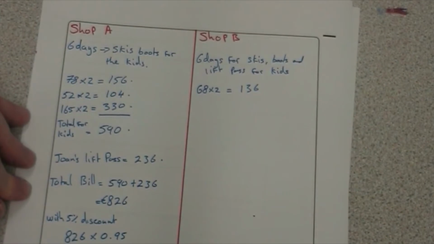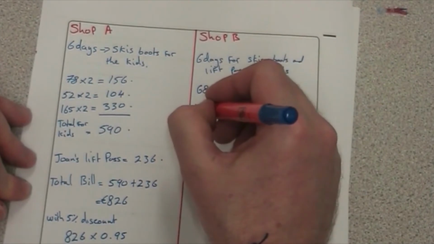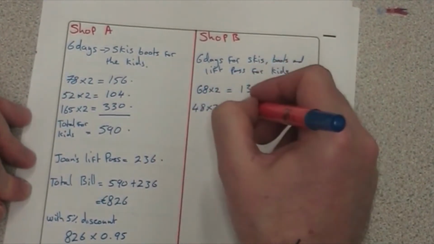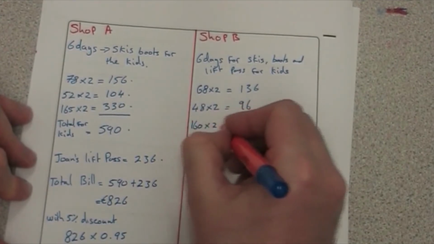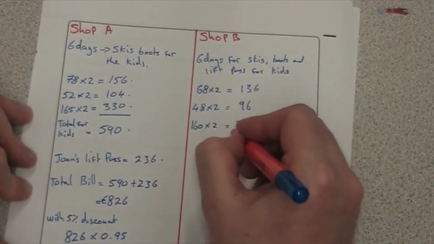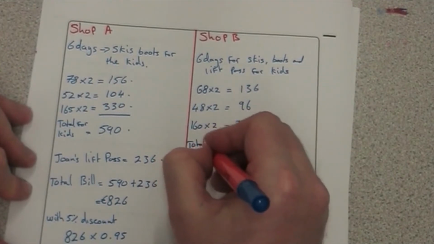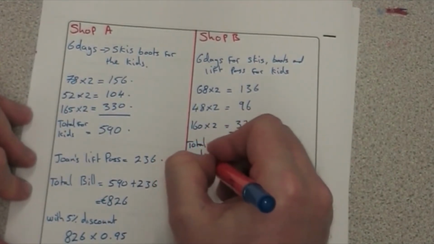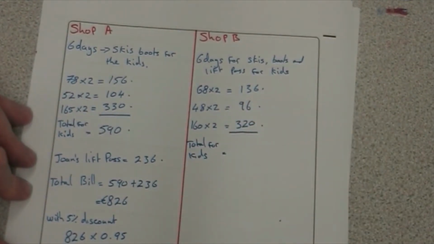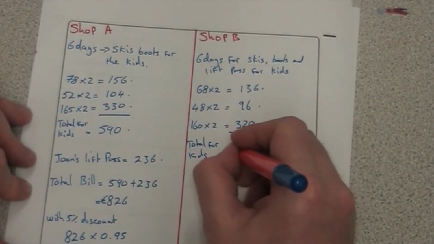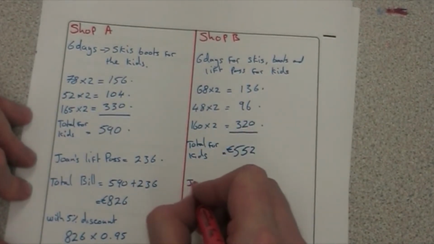From our table, we can then see that boot hire for children is 48 euros. And because there are 2, we multiply this by 2. And this gives us 96 euros. And then we go on to our lift pass in shop B for 6 days for 2 kids is 160 multiplied by 2 equals 320. Total for kids equals this plus this plus this, and that gives us 552 euros.